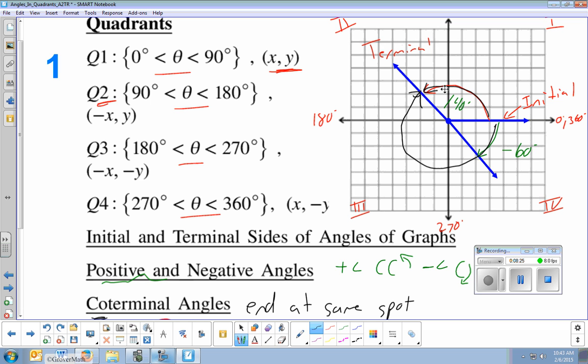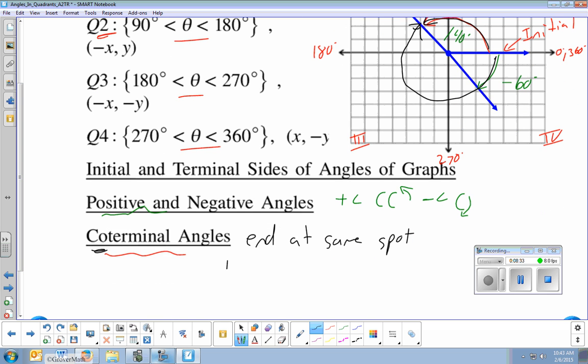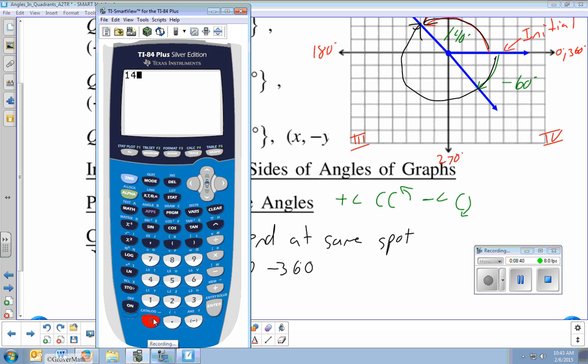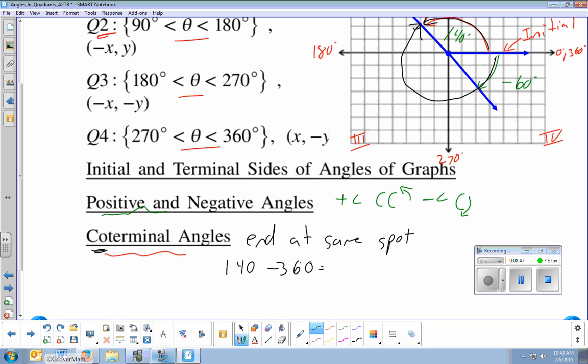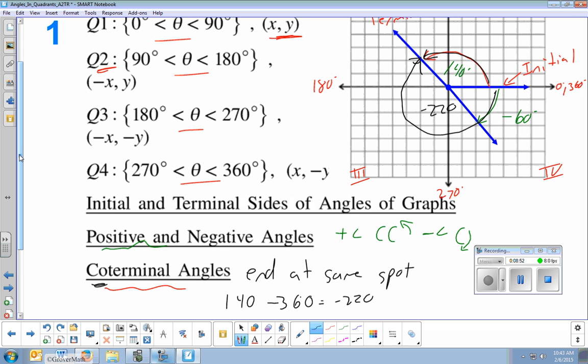So if I want to find a coterminal angle, I could just add or subtract 360 to what I have. So like this 140 I have here, if I do 140 minus 360, whether in my head or in my calculator, that's going to get me the negative coterminal angle. So that's negative 220. And so positive 140 and negative 220 end in the same location. And together, they form a full circle of 360.